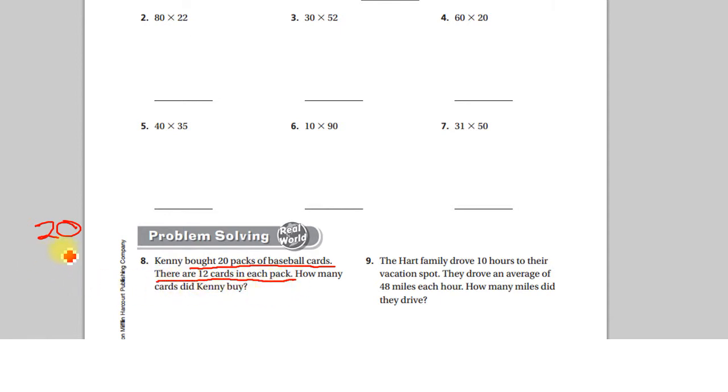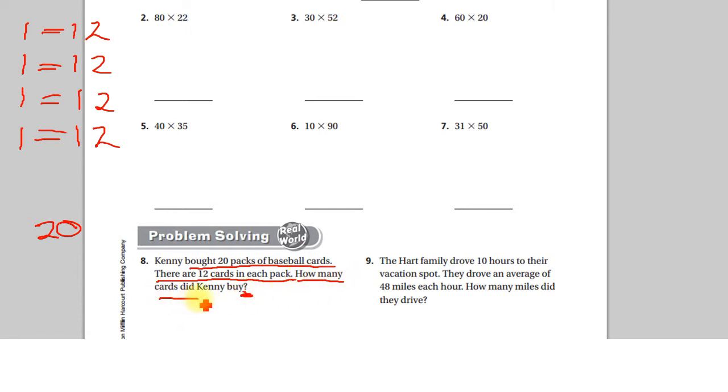There are 12 cards in each pack. Okay? So 20 packs. If I wanted to draw a number model, I could say there's one pack. That one pack has 12 cards. Another pack, remember he has 20 total, so I'd have to do 20 of these marks, and each one of those packs has 12 cards. Now, what is the question? What are they asking us? They want to know how many cards did Kenny buy. Not how many packs he bought, how many cards he bought.